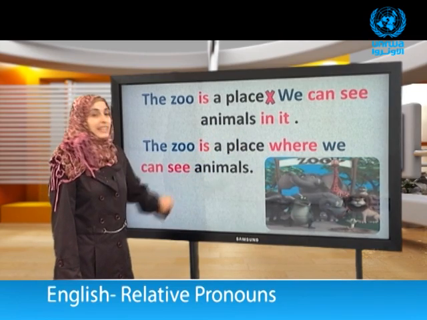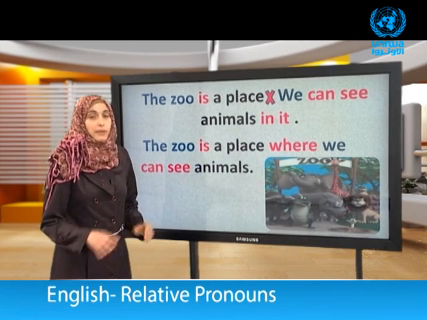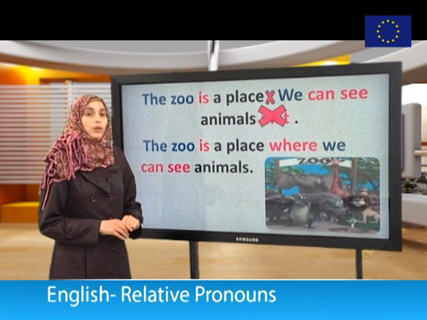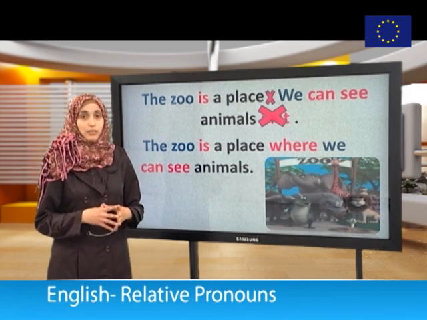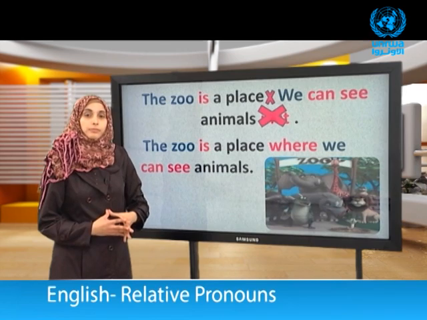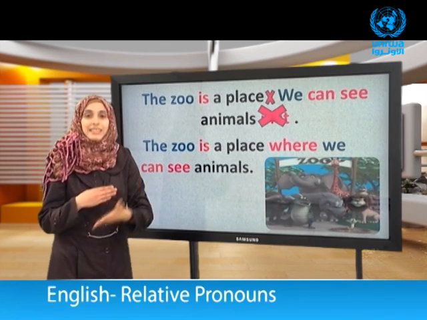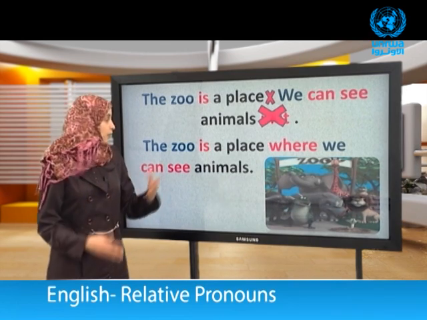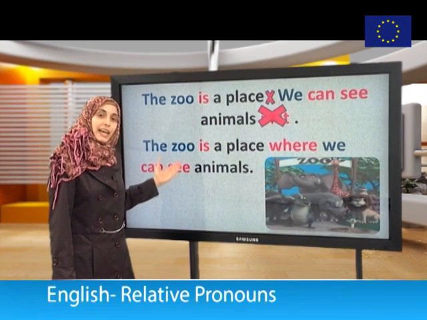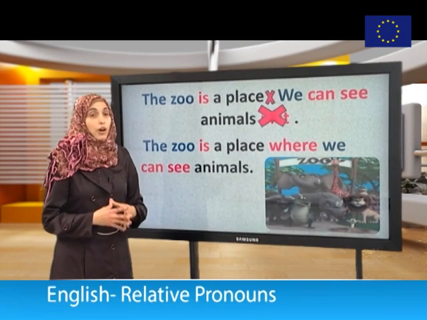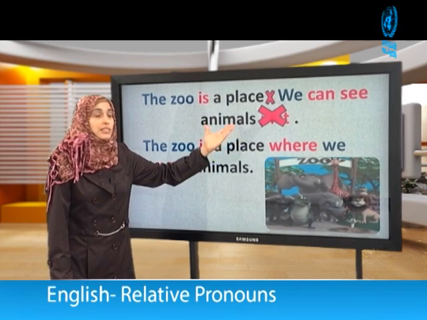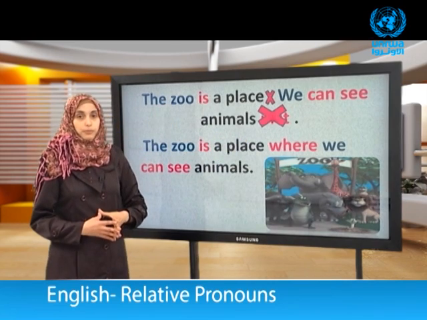But what about in it? Are we going to keep it? Look, no. We are going to delete in it. Why? Because in it refers to the zoo, and we don't need to repeat the zoo. So, we say the zoo is a place where we can see animals. We only deleted the full stop and we deleted in it because it refers to the zoo.